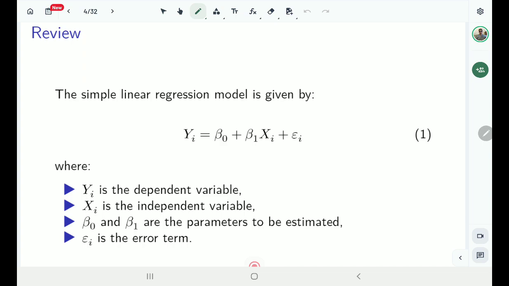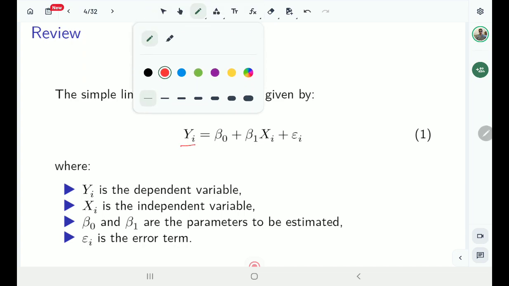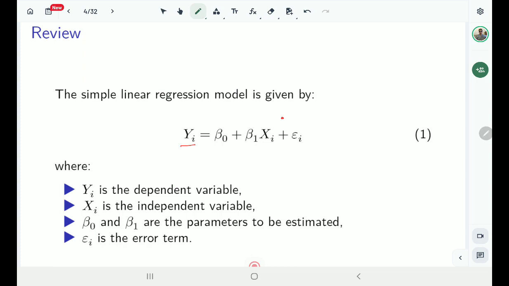Okay, let's start with our generic simple linear regression model given by yi equals beta 0 plus beta 1 xi plus epsilon i. Yi is the dependent variable, xi is the independent variable. So we want to explain yi, the dependent variable or the regressand, using xi, the independent variable, or sometimes referred to as a regressor. Obviously we have an error term here, which accounts for all the differences between the observed data and the perfect line, epsilon i.